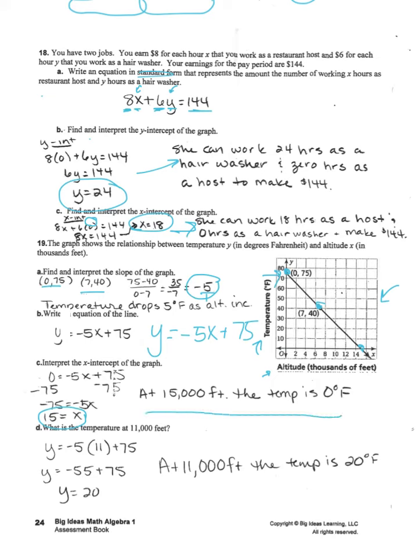What is the temperature at 11,000 feet? You must compute it using the number 11 because this is in thousands of feet. So y equals -5 times 11 plus 75. You'll figure out that y equals 20. So at 11,000 feet, the temperature is 20 degrees Fahrenheit.